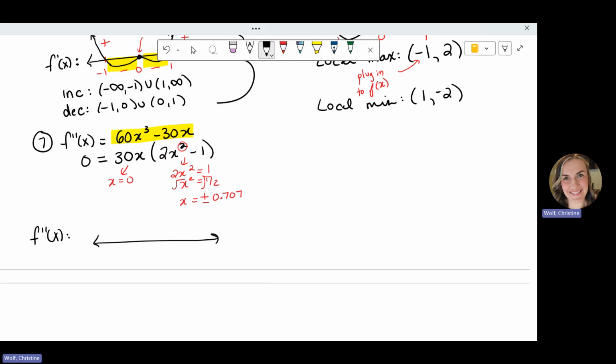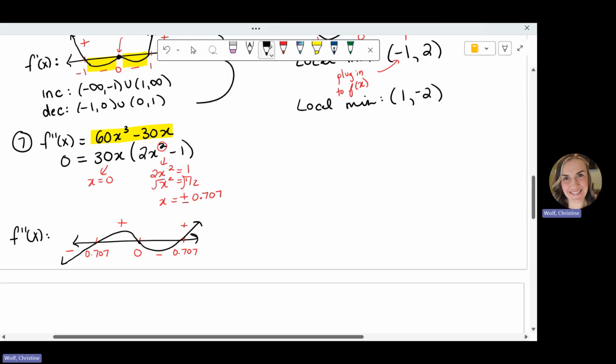Okie doke. So I plug in my 3 values I found. I have negative 0.707. I've got my 0 in the middle, and I've got positive 0.707. Okay, degree 3 polynomials that are positive start down low, head up, crisscross, and end up. Okie doke. So again, we can look at where am I negative down there, positive, negative, positive. So my sign analysis is done.